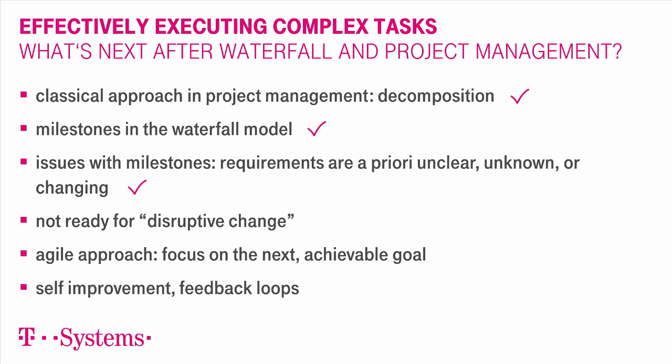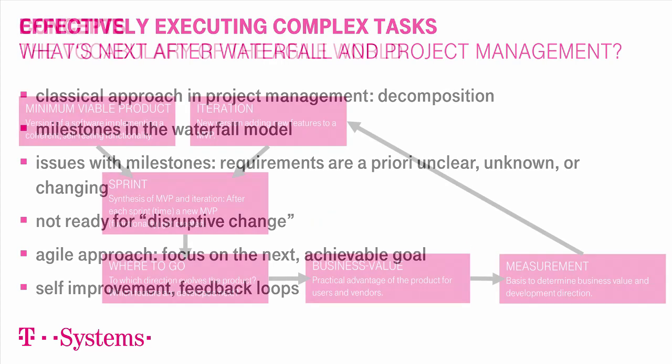But there are issues with milestones. So think of a requirement. They are a priori unclear, often unknown or changing during the process. This model is not ready for the disruptive change we all talk about all the time. The agile approach is different. We focus on the next achievable goal. We go with self-improvement and feedback loops.